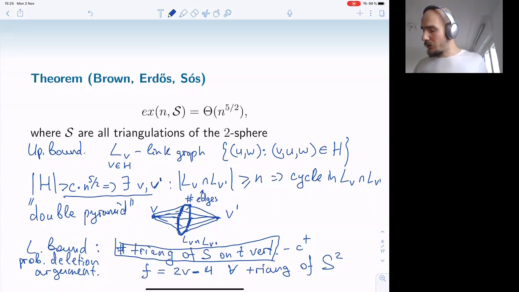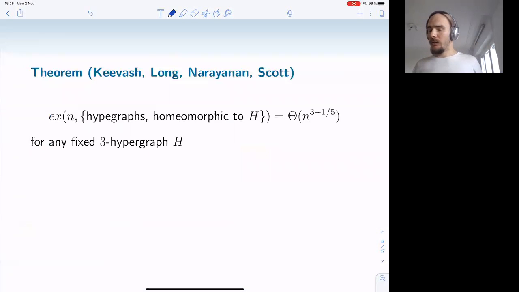Then let me say one more thing about the history. So recently there was this result of Keevash, Long, Narayanan, and Scott, Jason Long. There were two people at Oxford working in combinatorics with the name Long. They didn't quite get 5 halves, which we would expect for any hypergraph, but they managed to prove a very general result.